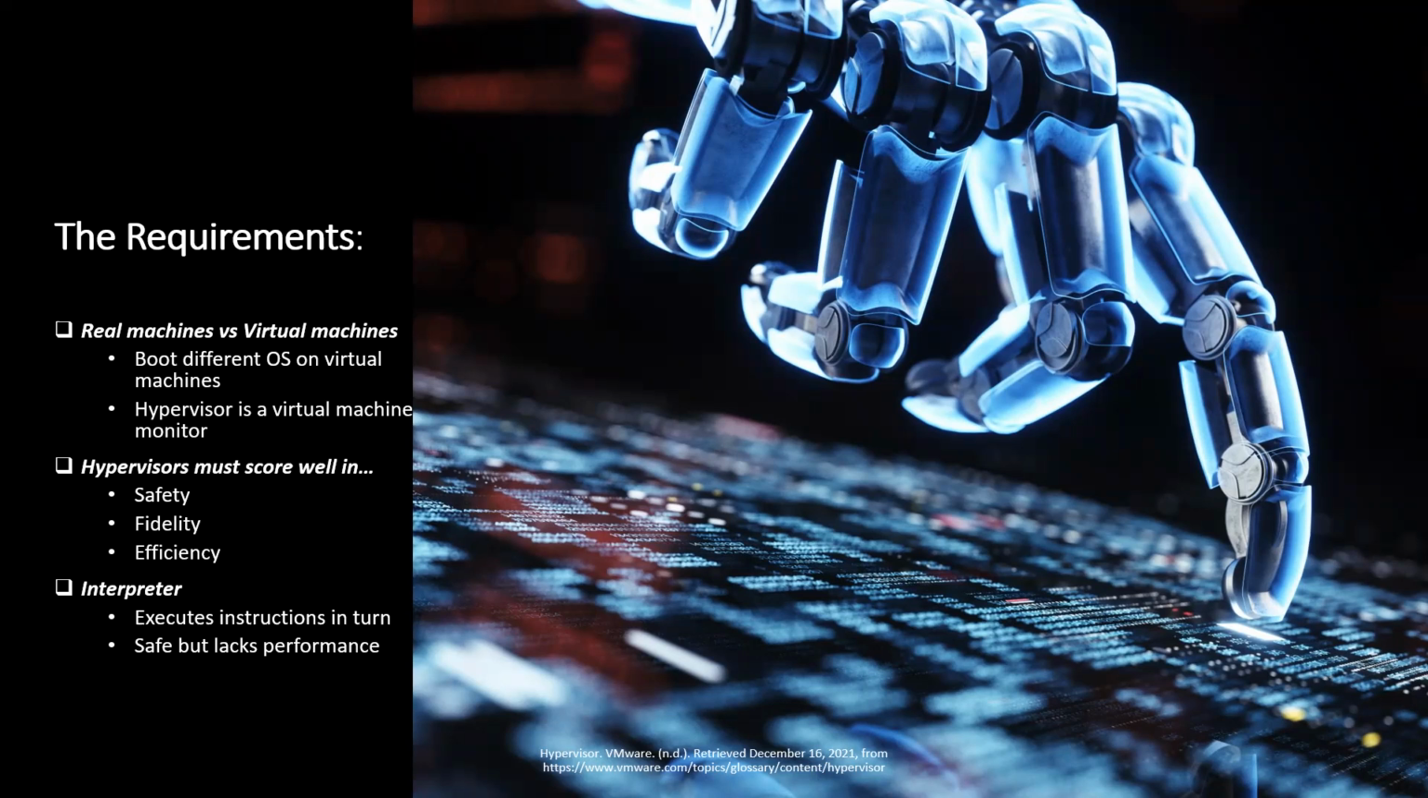The first one is safety, in which the hypervisor should have command of all the virtualized resources. The second one is fidelity. The behavior of a program on a virtual machine should be similar to the program running on the bare hardware. And the third one is efficiency. The code running on the virtual machine must run without any interference of the hypervisor.